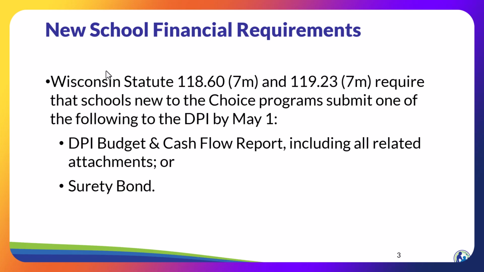The options are to either submit the DPI budget and cash flow report, including all related attachments, or to provide a surety bond. If the school chooses the surety bond option, it will be required to annually provide a surety bond by May 1st in advance of the school year until the requirements to remove the bond are met.